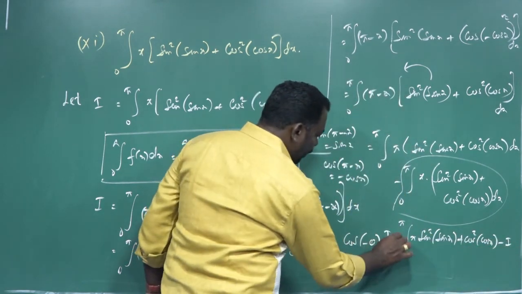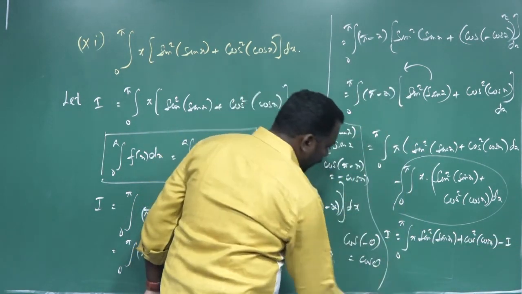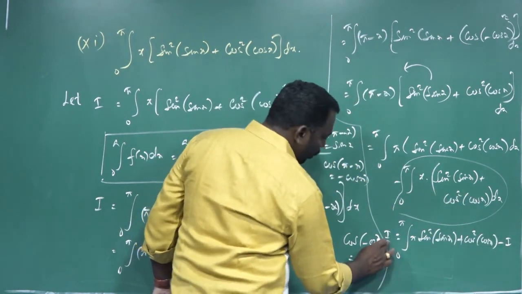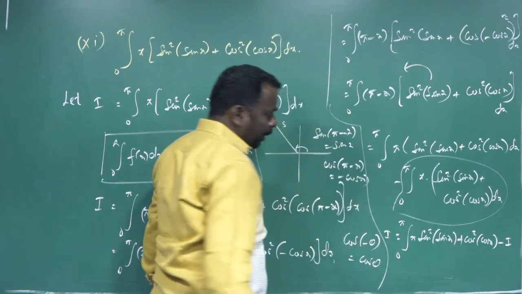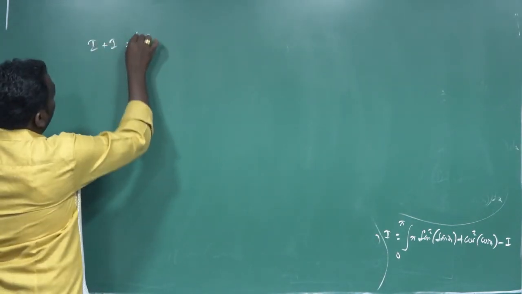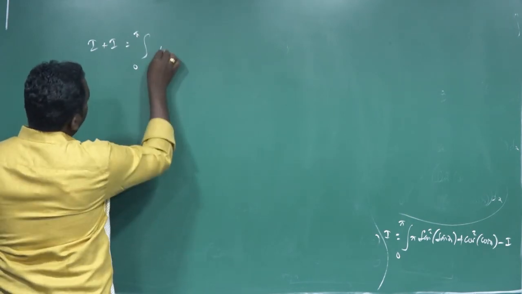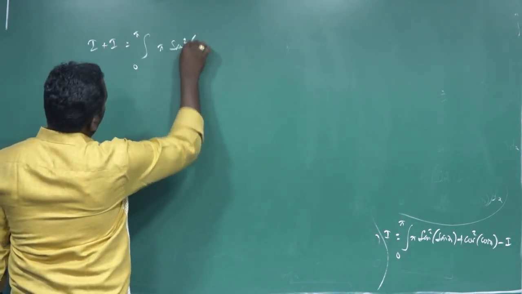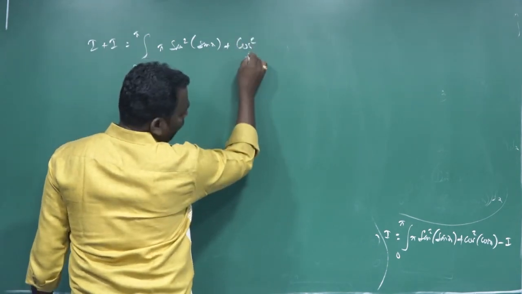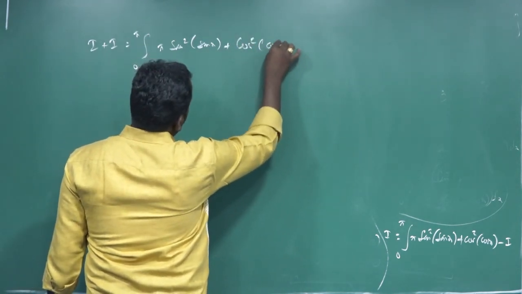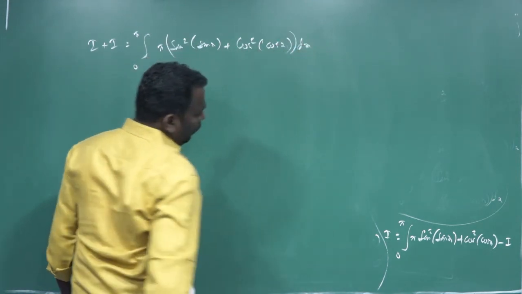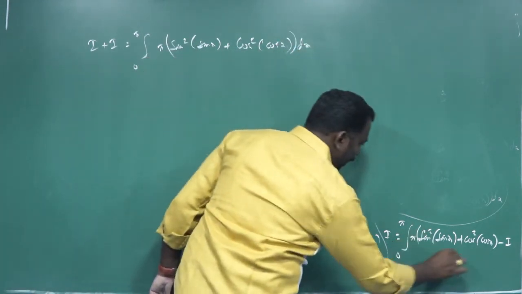Now the left-hand side is also I. Therefore, transferring the minus side to the left-hand side of the equation, it becomes 2 times I, that is 2I. Therefore I plus I is equal to the integral 0 to pi, right-hand side remaining pi into sin square of sin x plus cos square of cos x remaining, into dx within the bracket.